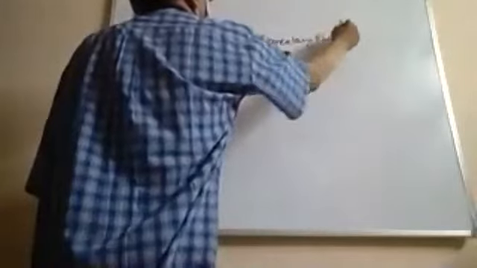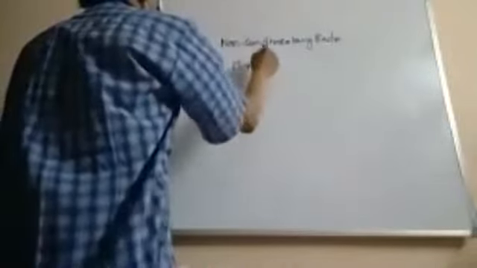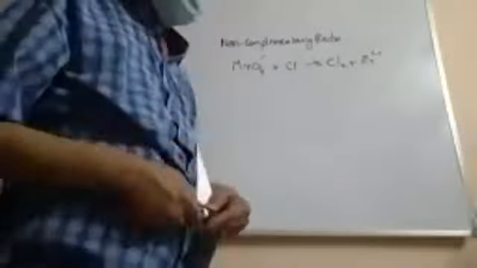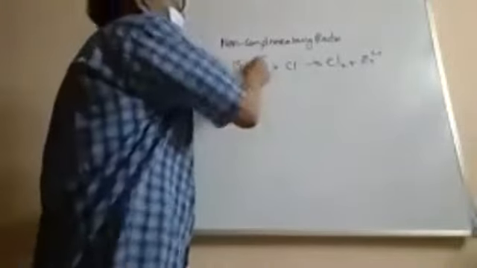Redox reaction. What exactly is a non-complementary redox reaction? Let me explain this to you. Let's say I have permanganate, MnO4 minus, and it reacts with Cl minus, that's chloride, to give Cl2 plus Mn2 plus. Let's say we have a redox process in which manganese in the 7 plus state is reduced to 2 plus, and chlorine in the -1 oxidation state, which is chloride, is getting oxidized to chlorine.